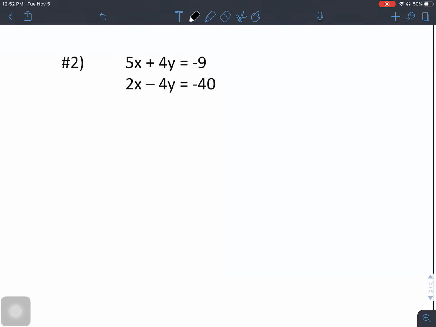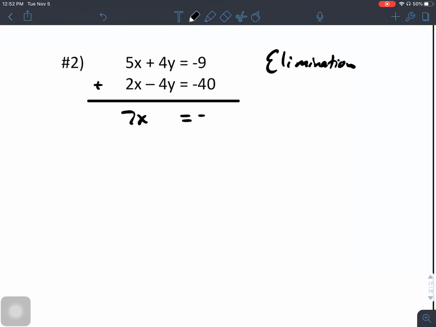This one, it's not incredibly easy to get x or y by itself, and in addition to that, if we were to add these two equations together, we would be able to eliminate one of the variables. For example, if we add these two equations together, 5x plus 2x is 7x, a plus 4y and a minus 4y is 0, and a minus 9 and a minus 40 is a minus 49. Then to get x by itself, divide both sides by 7, and we get x is negative 7.